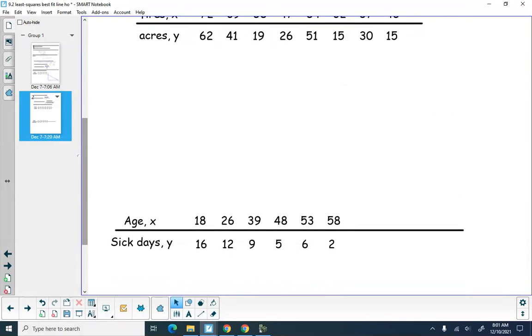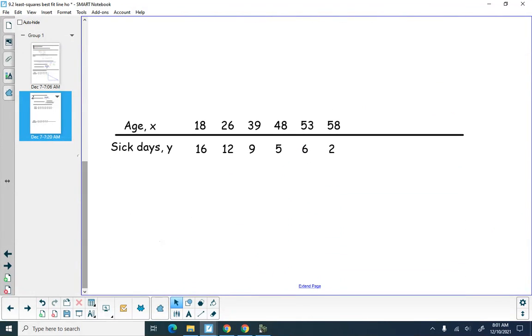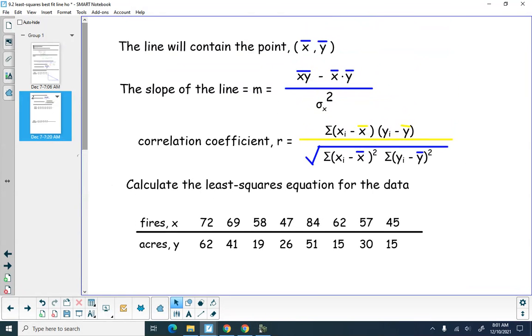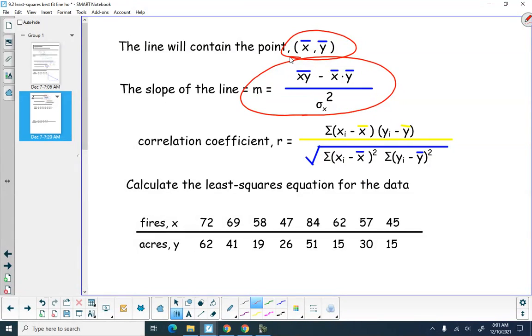So we're going to take a look at this data down here. We're going to determine the equation of that line. Once again, the line will contain our x bar, y bar point. We will have a slope, which we can calculate.